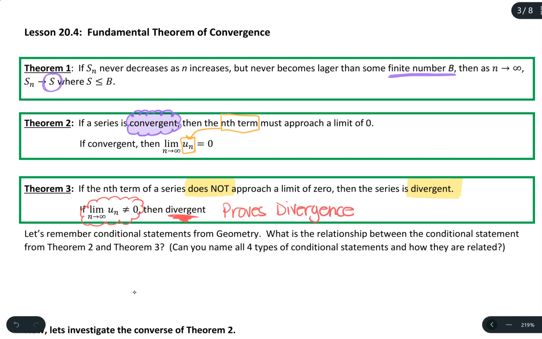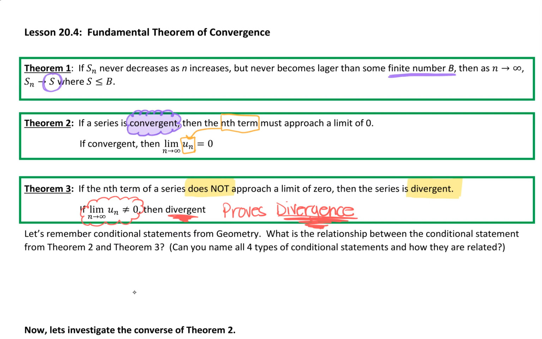And I want to specify that, because sometimes students will want to use this theorem incorrectly and say, well, if the limit does equal 0, then it converges. It does not. They want to say that if the opposite of this is true, then the opposite of this is true. Okay, well, we'll look at that in a little bit. All right, so Theorem 2 and Theorem 3, very, very important theorems.